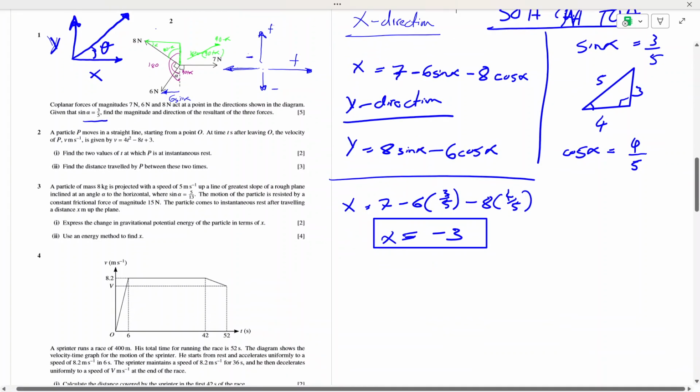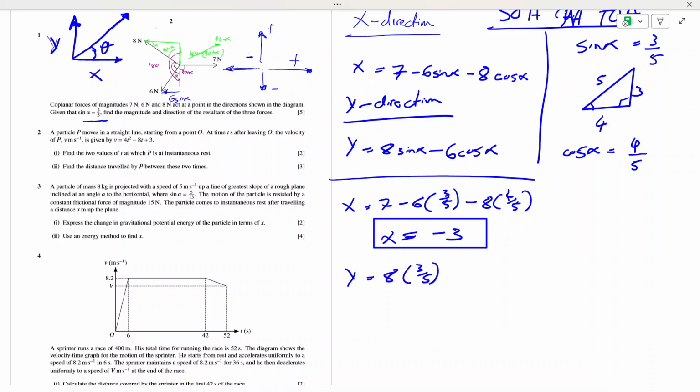Then I'll do the same for the y. Y is equal to 8 times 3 over 5. We're replacing the sine alpha, minus 6 times the cos alpha, which is 4 over 5. So I'm going to get y is equal to 0 actually, right?